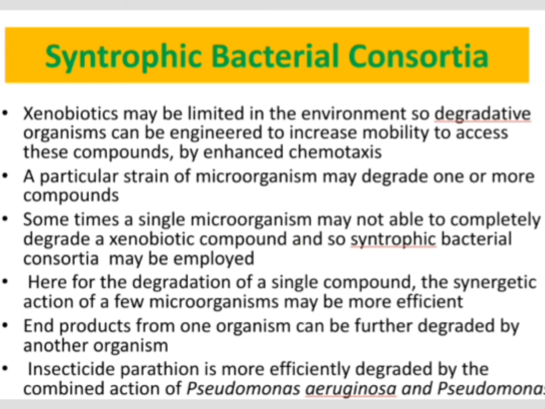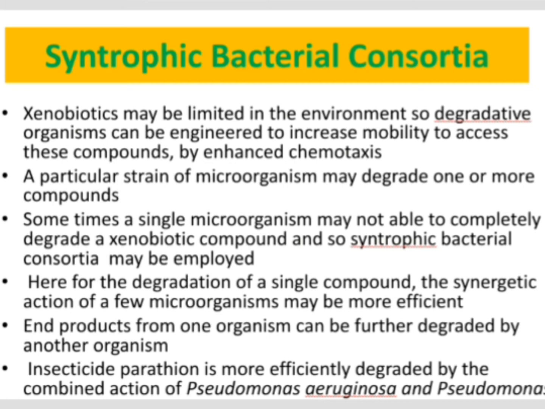In most cases the xenobiotics will be present in the environment in very little amounts, so microorganisms cannot detect the compound very easily. So, we have to increase the access of microorganisms to this compound by enhanced chemotaxis. So, by some chemical attraction or attractants, the microorganism should be attracted towards this particular xenobiotic.